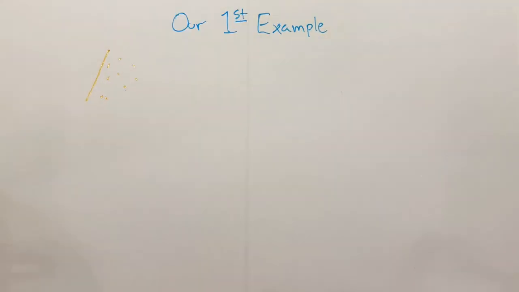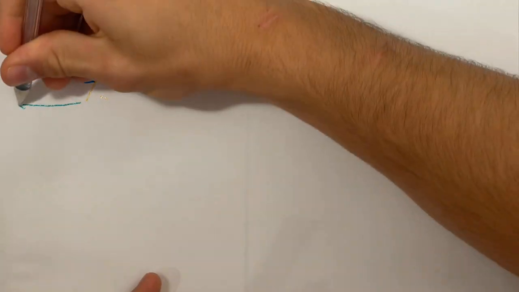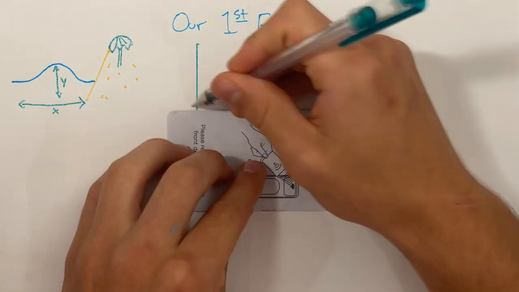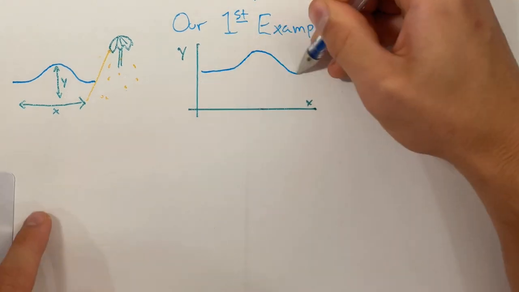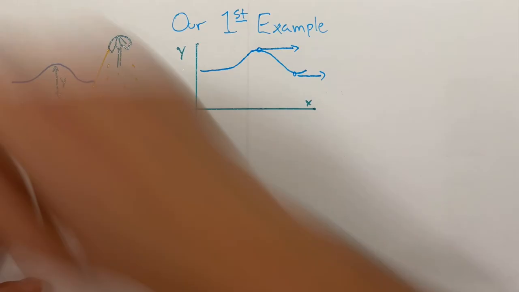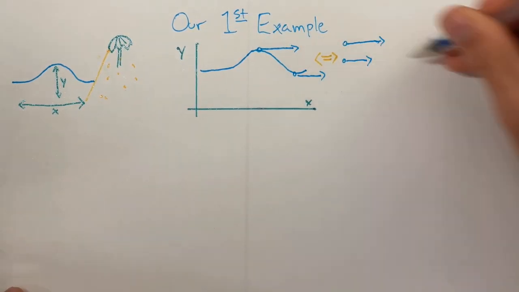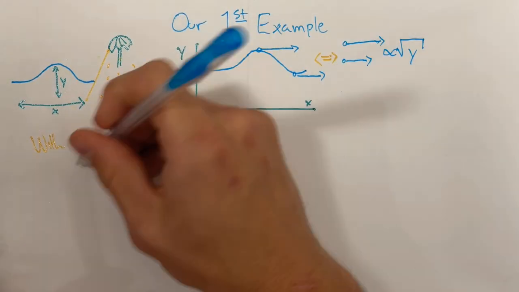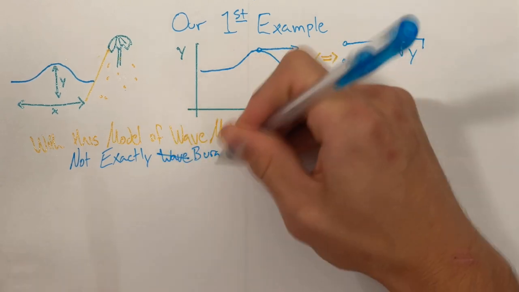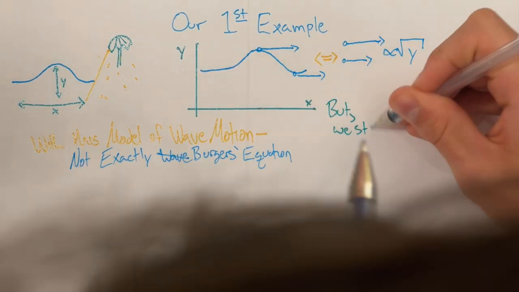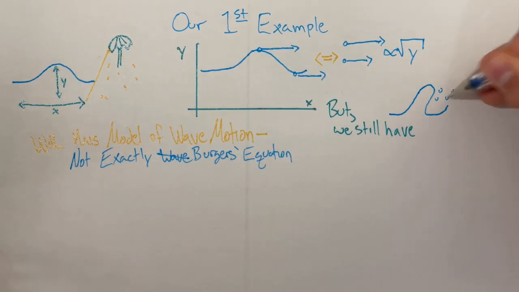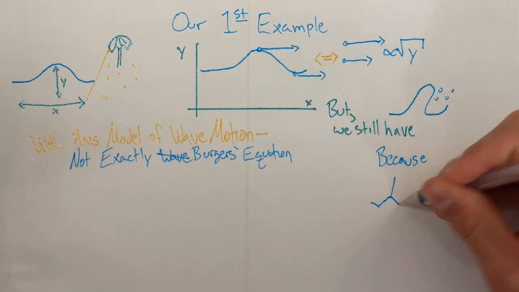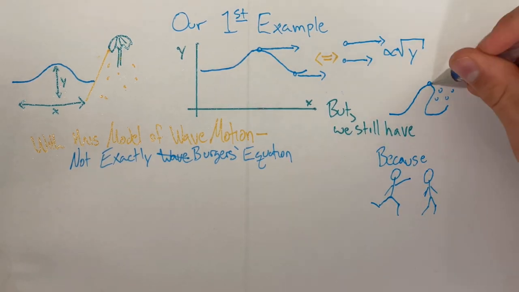The most obvious case is in the example of water waves on a beach. The speed of the surface elements is proportional to the square root of the depth of the wave, so the higher up the surface, the faster it moves. While this model does not exactly predict the inviscid Burgers equation, we still see shock waves form because the top of the wave travels faster and catches up to the bottom, leading to the wave breaking.